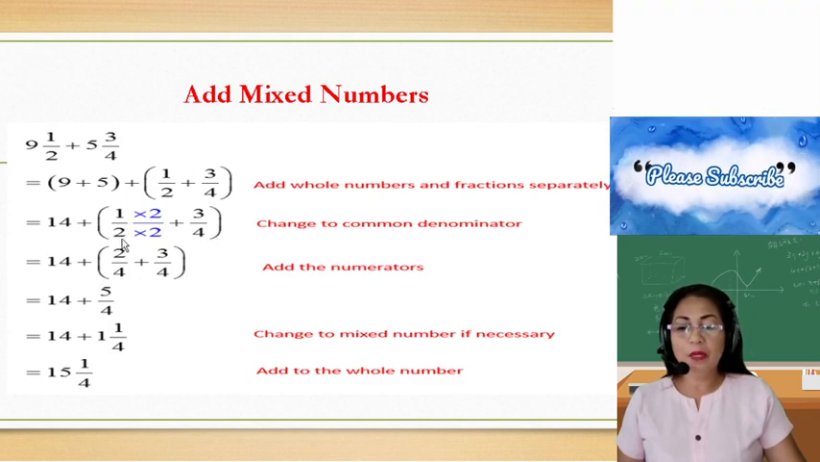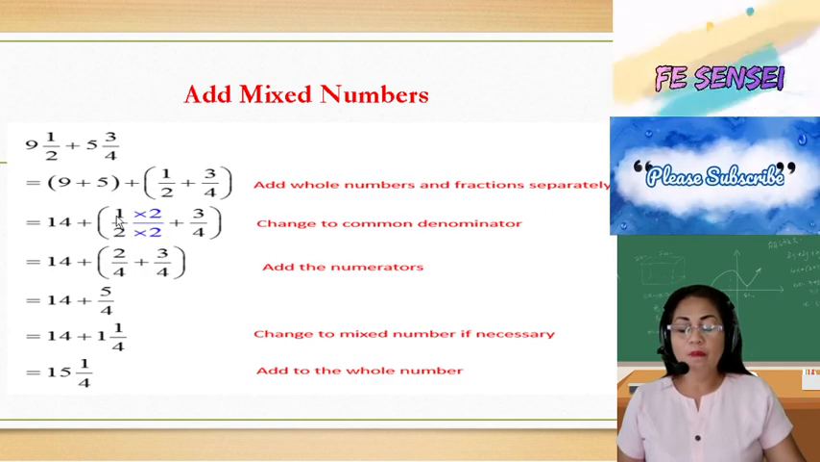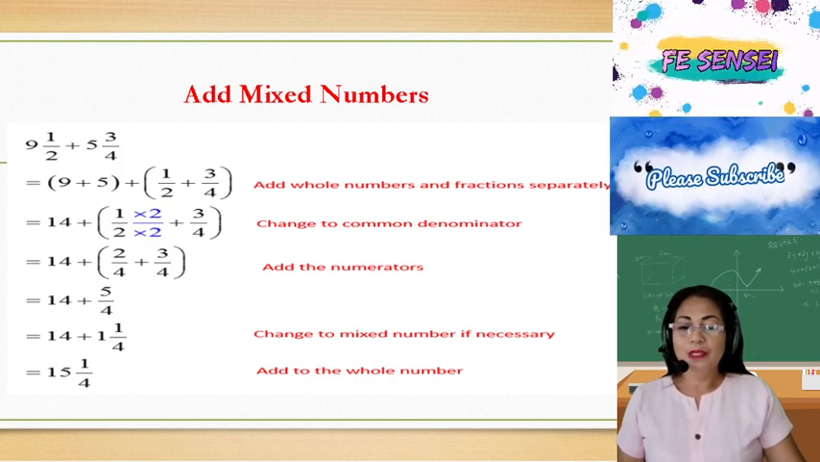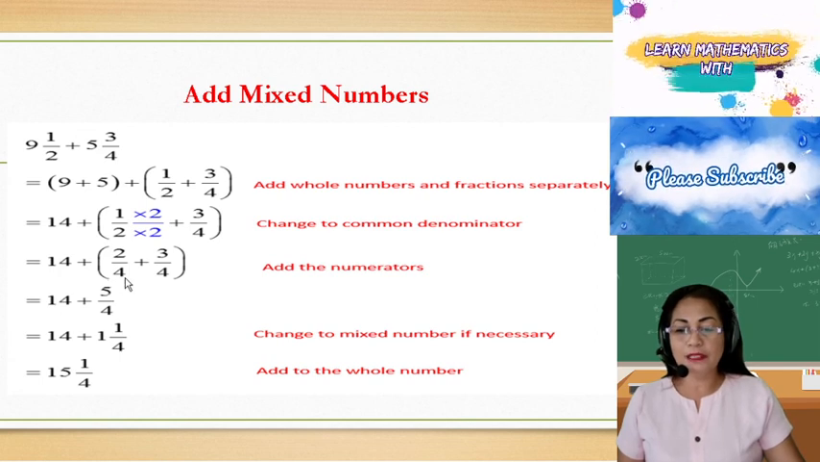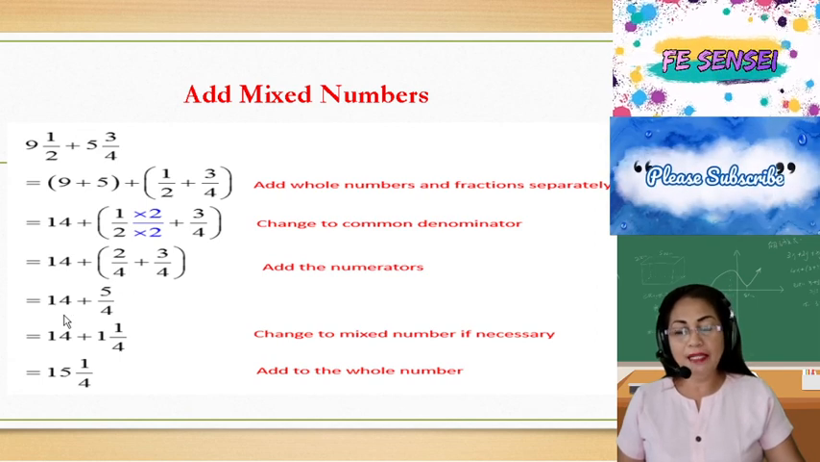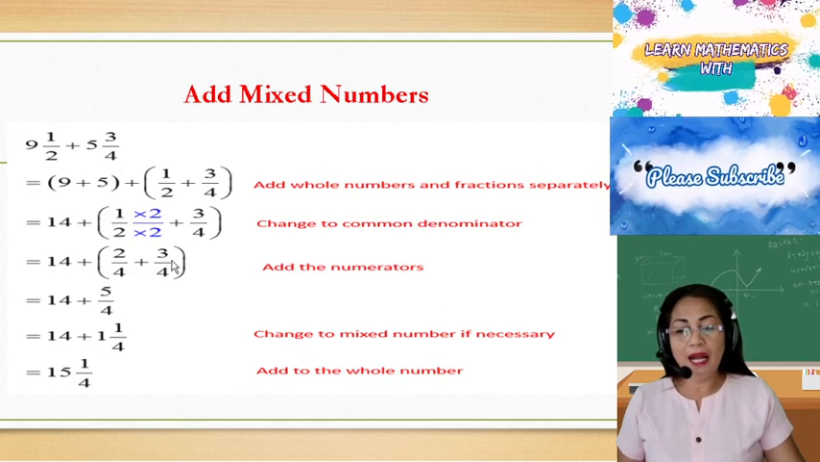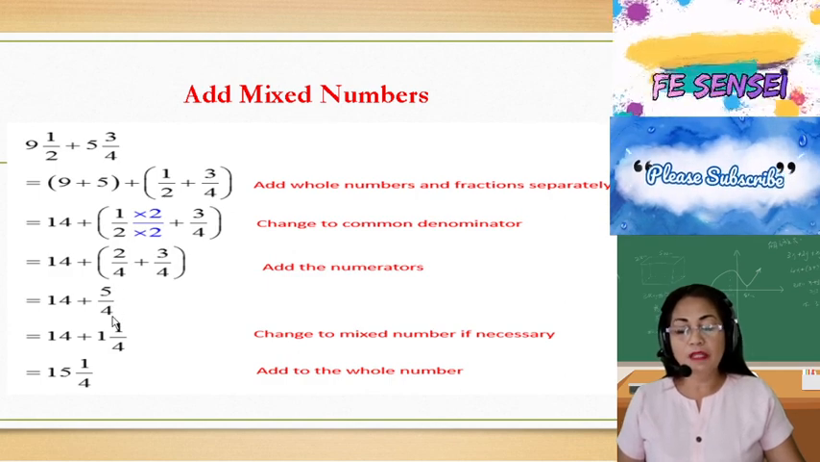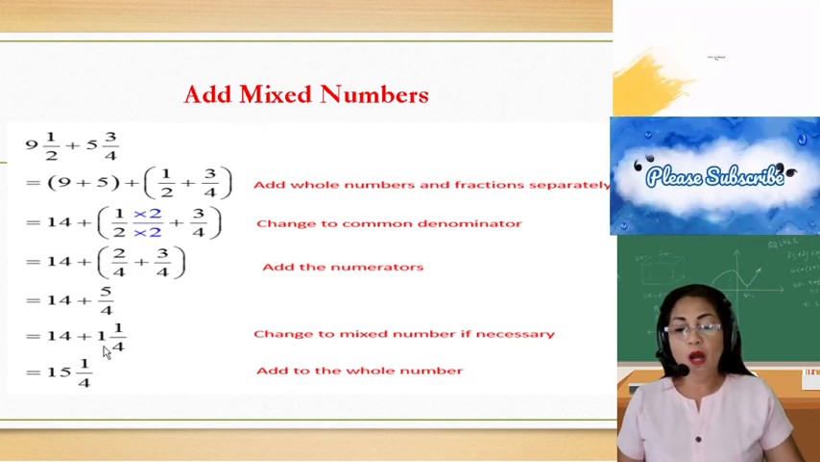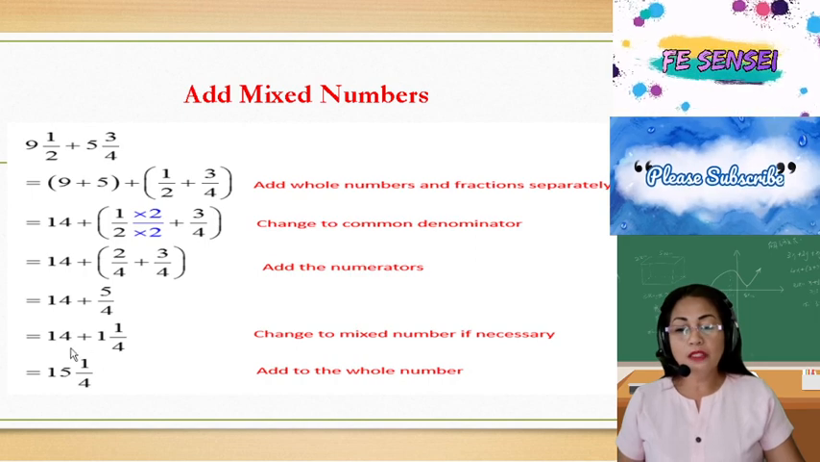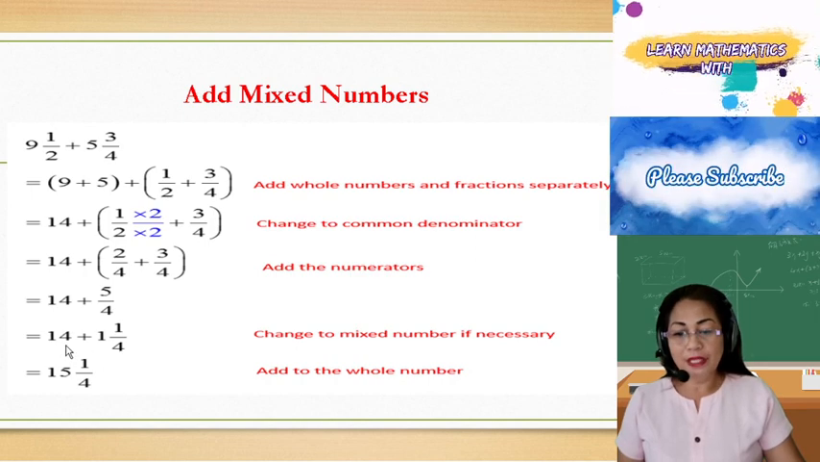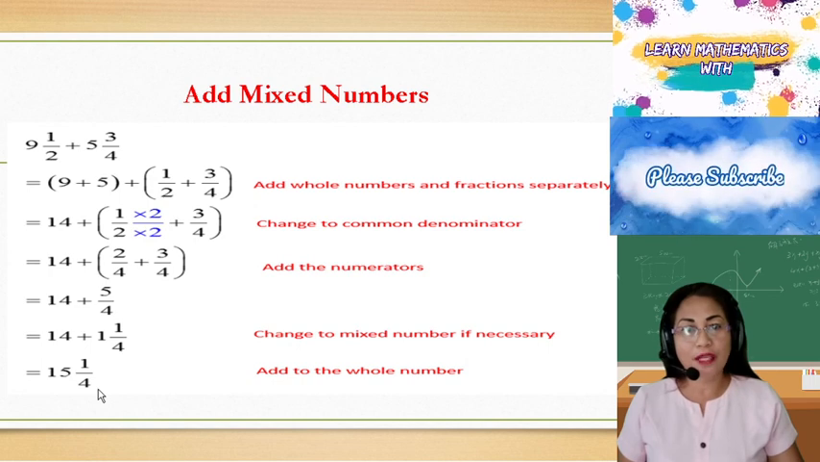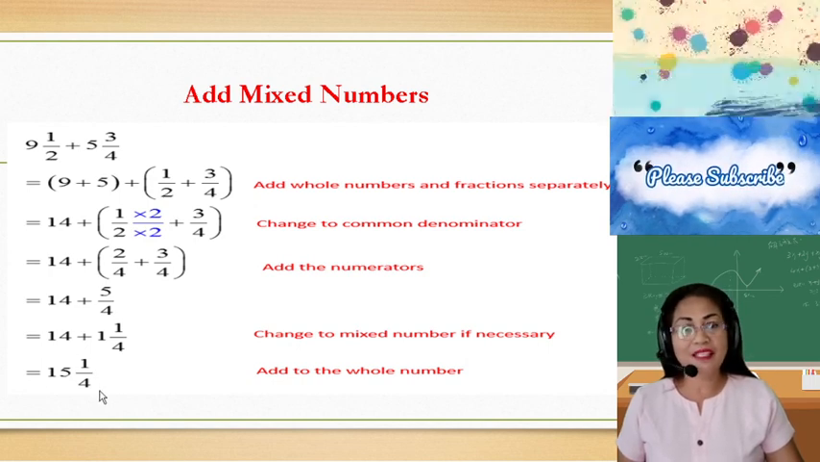So to get it, we're going to multiply 2 by 2. So 1 times 2 equals 2 and 2 times 2 equals 4. So they are now similar fractions. Copy the whole number 14 plus 2 plus 3 equals 5 and copy the denominator 4. But 5 over 4 is just the same with 1 and 1 over 4. So 14 plus 1 equals 15 and copy the fraction 1/4 or 1 over 4. So this is our final answer.